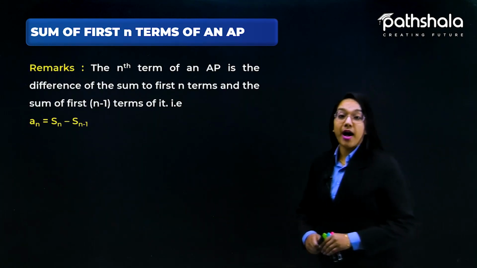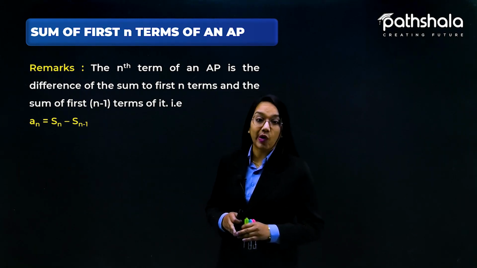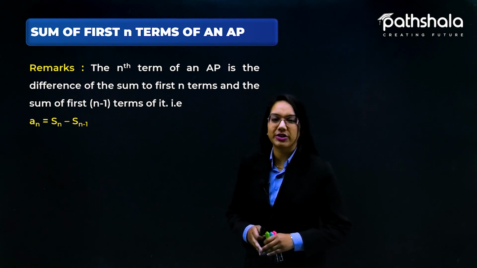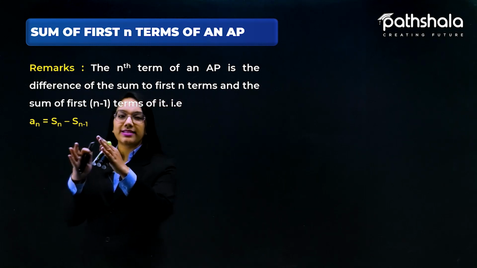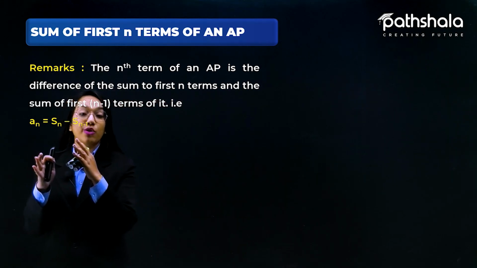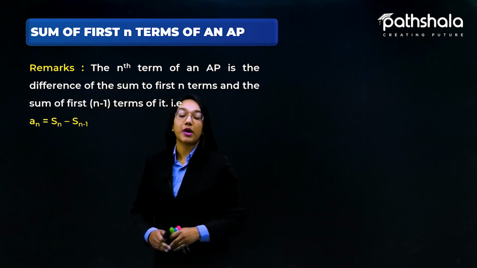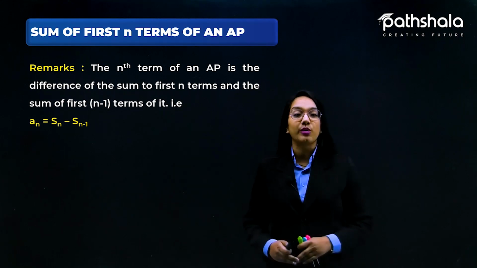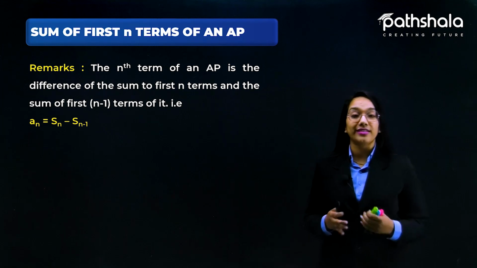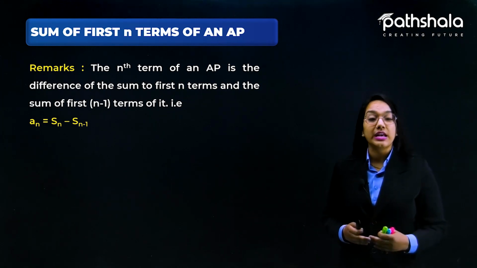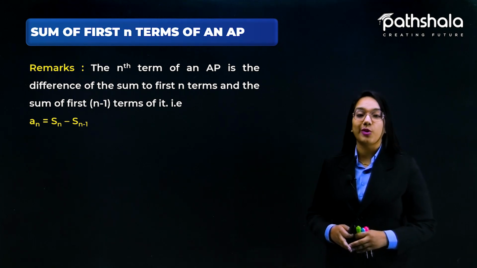Now let's see a remark related to the sum of the n terms of an AP. It says the nth term of an AP is the difference of the sum of the first n terms and the sum of the first n minus 1 terms of it. That is, an is Sn minus Sn minus 1. So whenever we want to find the nth term, we can use this formula, Sn minus Sn minus 1, to get the nth term of any particular arithmetic progression. This result holds whenever we have the sum of n terms and n minus 1 terms given to us. So we can use this formula to calculate the nth term. This is all about the remark.